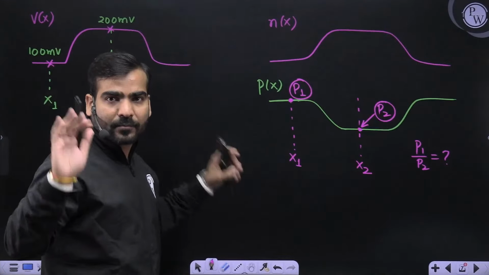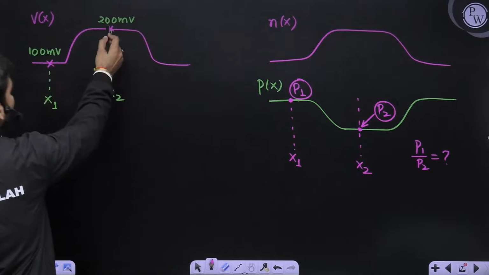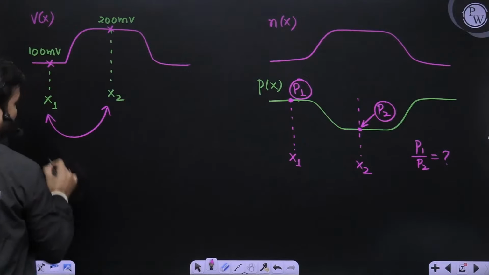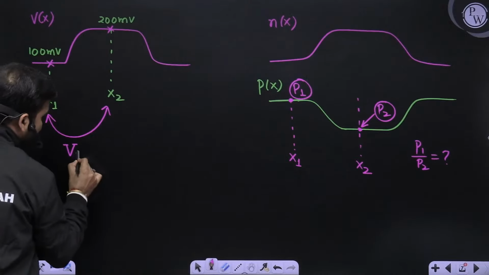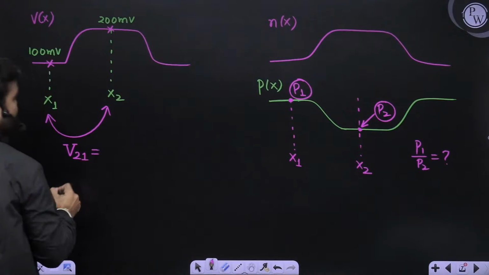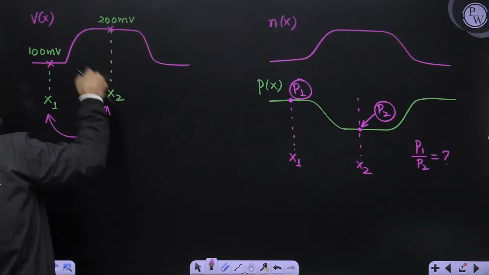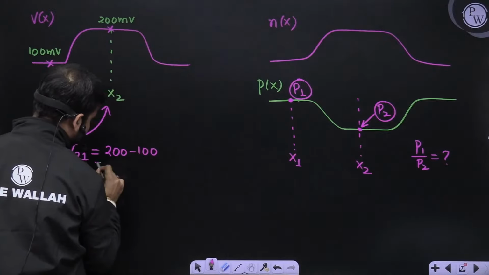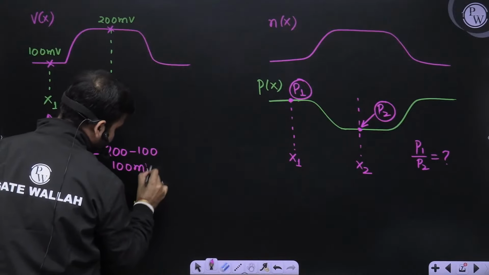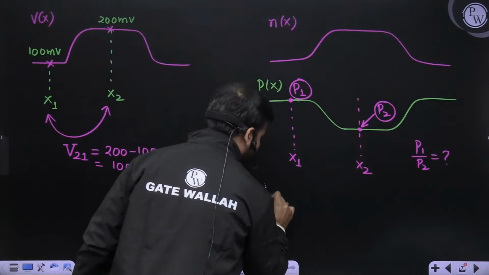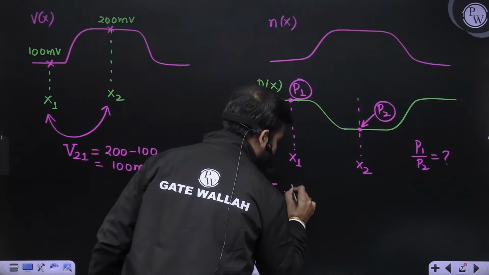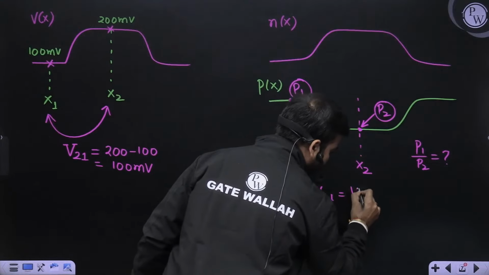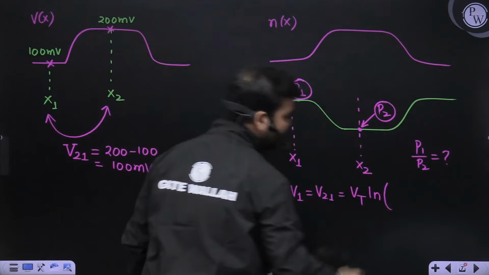Now what is the difference between the potentials? V21, the potential difference between 0.2 and 0.1, is 200 minus 100, which equals 100 millivolt. And you know very well, if I write the potential difference V2 minus V1, that is V21, it will equal Vt ln of the ratio of holes concentration.